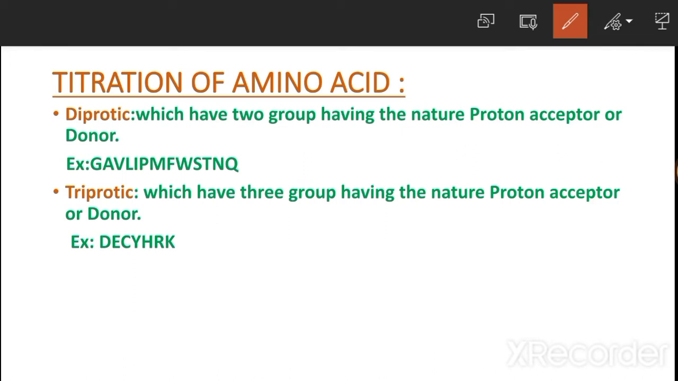Here diprotic amino acids, for example glycine, alanine, valine, leucine, isoleucine, proline, methionine, phenylalanine, tryptophan, etc. And triprotic, you have to remember: aspartic acid, glutamic acid, cysteine, tyrosine, histidine, arginine and lysine.